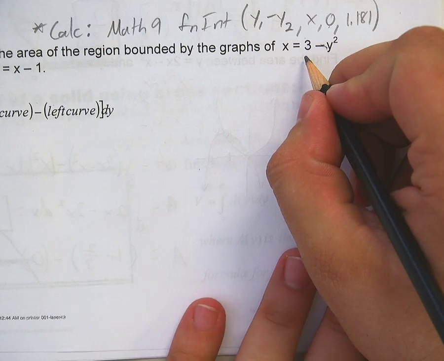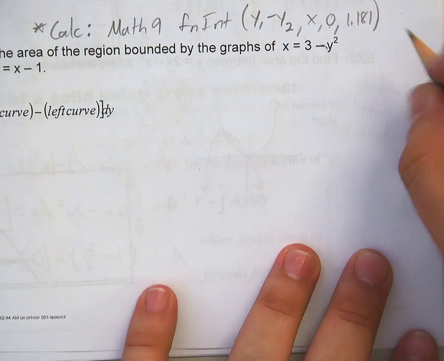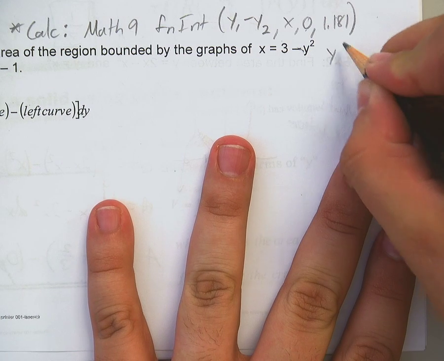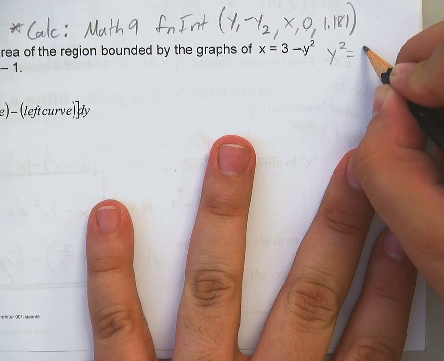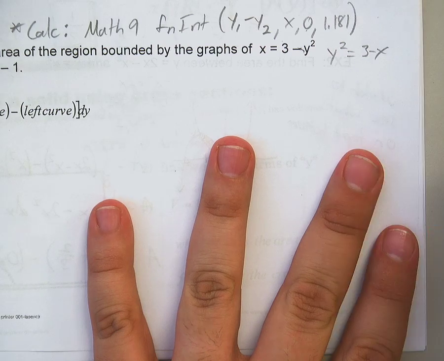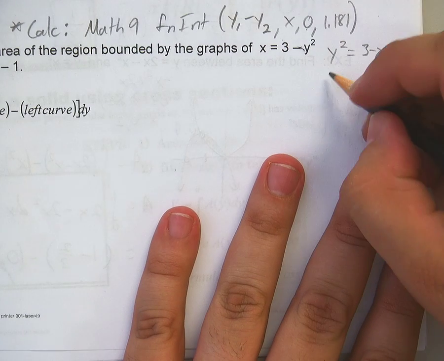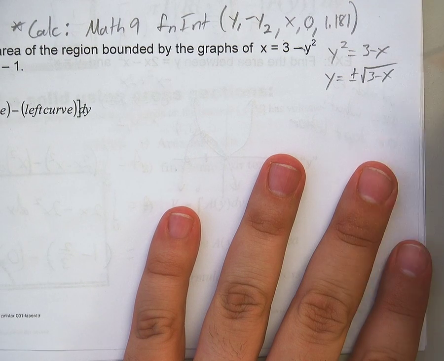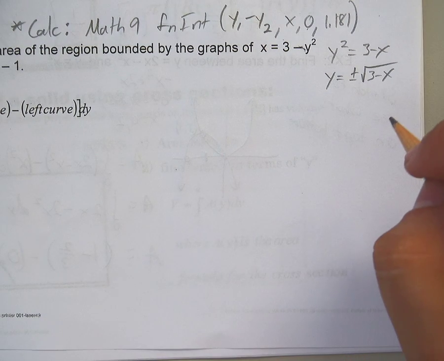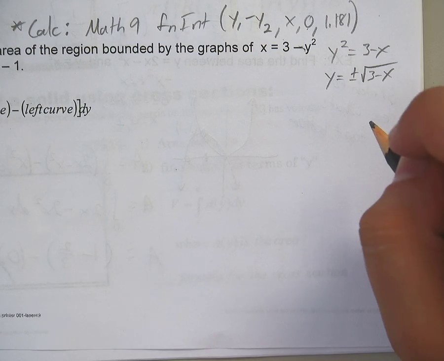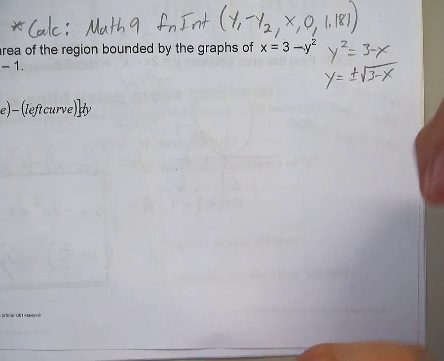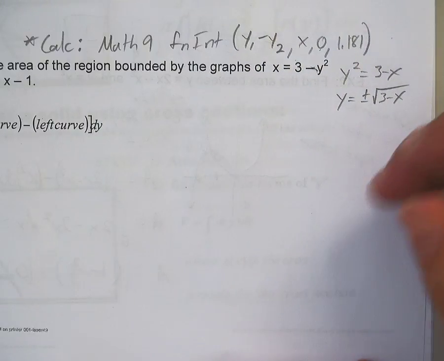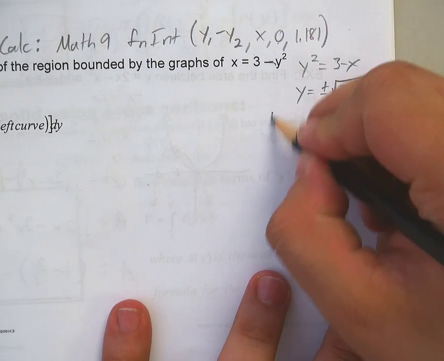First, if you set this up and solve it for y, you've got y squared is equal to 3 minus x, right? You square root both sides, you've got y is equal to plus and minus the square root of 3 minus x. This one is going to be pretty interesting because this is like an inverse graph. It's something graphed on the x-axis instead of the y-axis, which is funny. Let's graph this real quick.